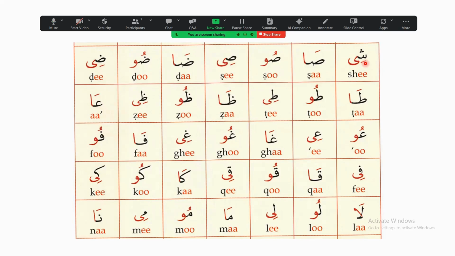We did the exercise of ba, ta, tha, ja, ha, just that much. Bi, ti, thi, ji, hi, like this. And bu, tu, thu, ju, hu. We just stretched for this much.